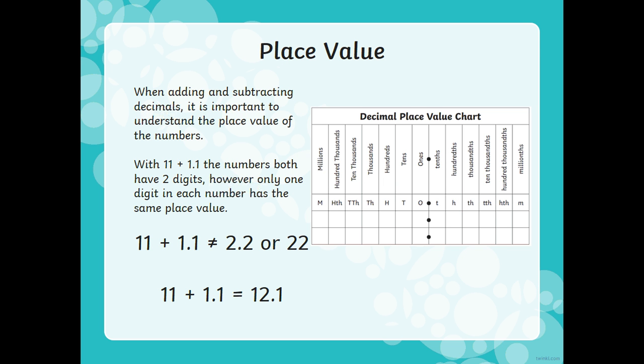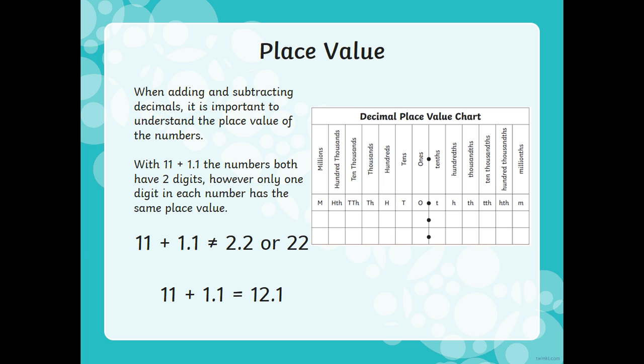So for example, there we've got 11 add 1.1. The numbers both have 2 digits, however only 1 digit in each of those numbers has the same place value. And there's an example there of your decimal place value chart. You know we would have ones, tens, hundreds, thousands, so on, going to the left. Our decimal point always stays in the same place.